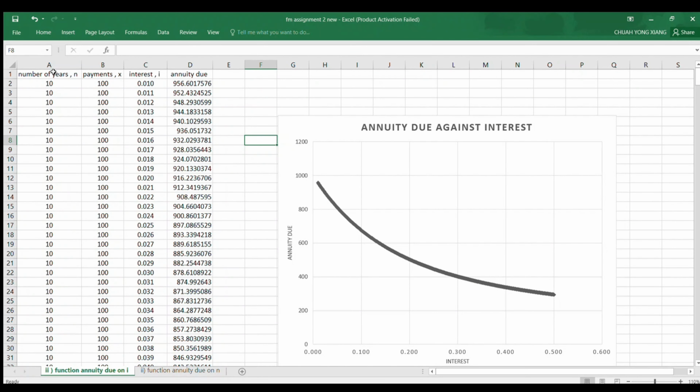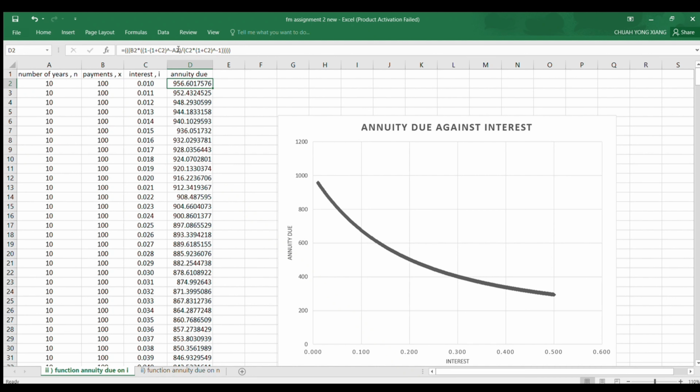Then we fix our number of years as 10 and our payment as 100. After that, we can key in our equation for annuity yield. We know that our formula for annuity yield is our payment here, B2, multiplied by 1 minus v to the power of n, where v is 1 plus i, our interest here, to the power of negative n, where n is our number of years here.